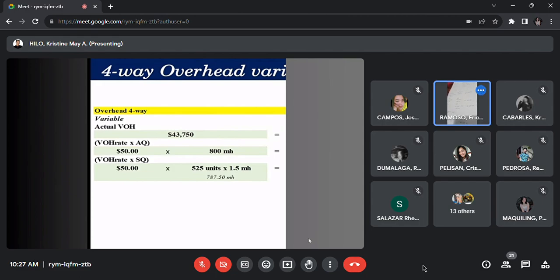787.50 machine hours. So $50 times 787.50 is 39,375. To get the variance, we subtract: 43,750 minus 40,000 is 3,750. And then 40,000 minus 39,375 is 625.